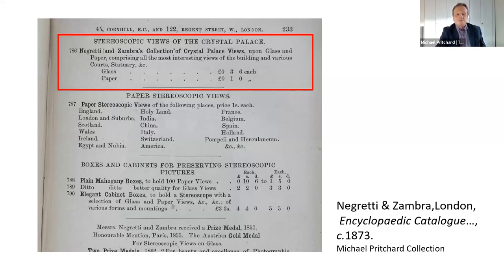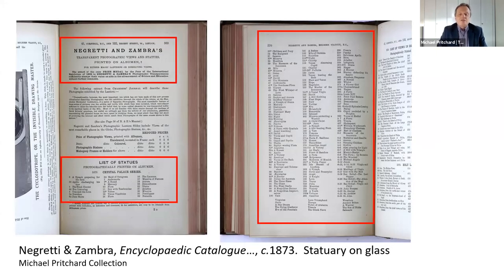on glass. As the craze for stereoscopy waned during the 1870s, a new market developed for slides for the magic lantern, which was by now a serious tool within educational institutions and for educating audiences in churches, temperance societies, and in working men's clubs and mechanics institutes. Negretti and Zambra repurposed its 1862 exhibition photographs and other negatives for the lantern.